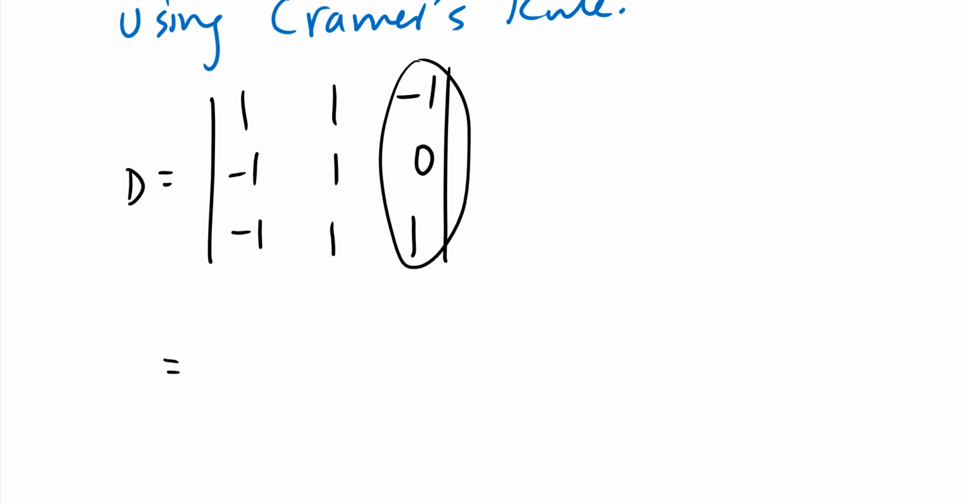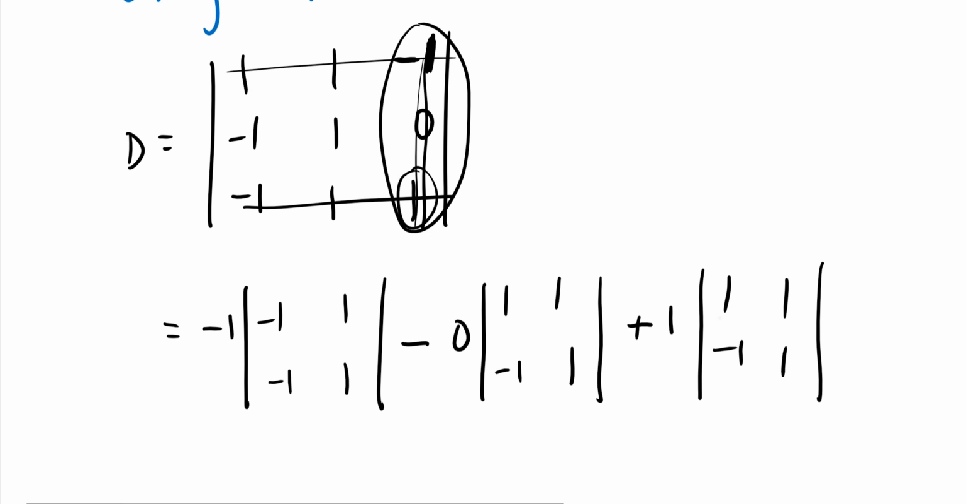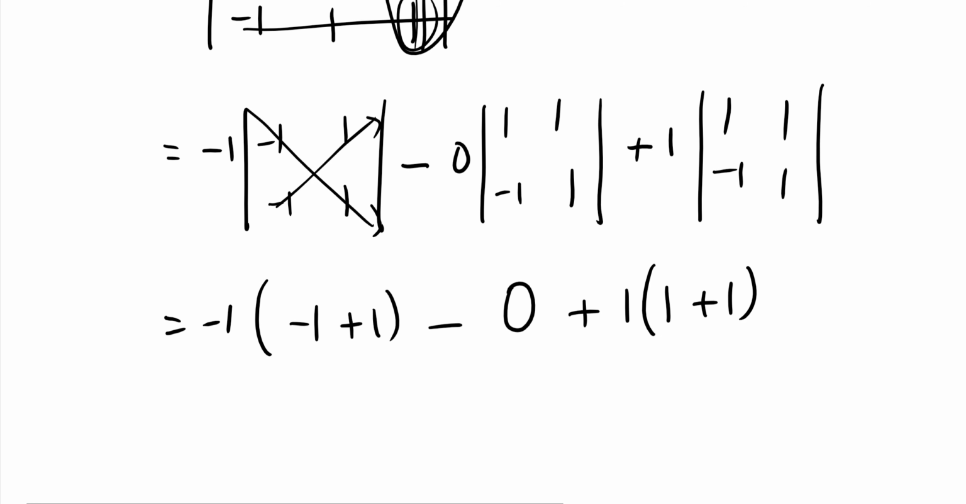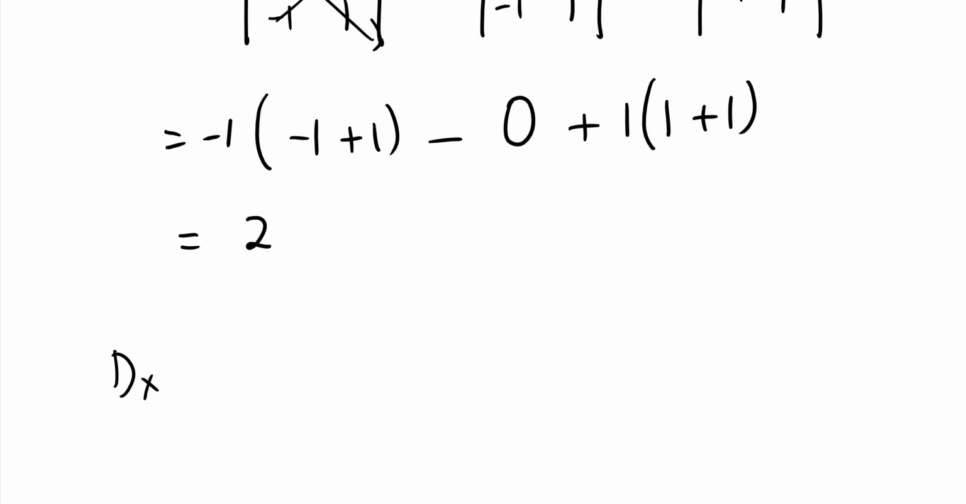So the first element is -1. Cover that column and that row. That gives -1, 1, -1, 1. Minus 0. And if you cover that, you get 1, 1, -1, 1. Plus 1, like this one. Cover this and this, that will leave 1, -1, 1, 1. So we'll get -1. This times this is -1, and this times this -1. Minus all of this is 0, plus 1. 1 times 1, 1, plus 1. So this is 0 minus 0 plus 2, so that's a 2. So that's d.